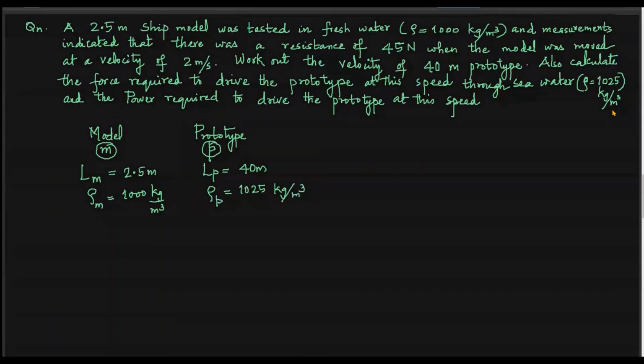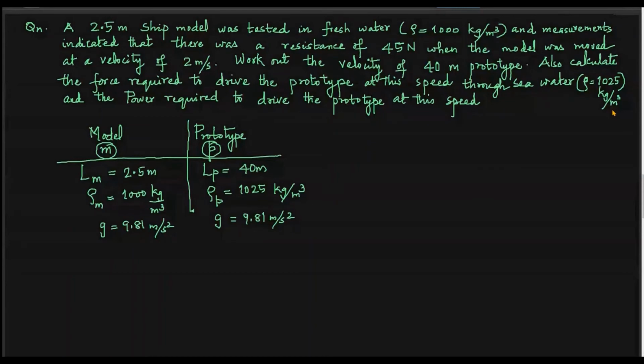And then definitely the acceleration due to gravity, 9.81 meter per second square. You need not make a distinction because g will be the same under the testing condition and the operating condition, if the gravitational field is uniform. So 9.81 meter per second square we will take in both cases. So here you have the model data and the prototype.